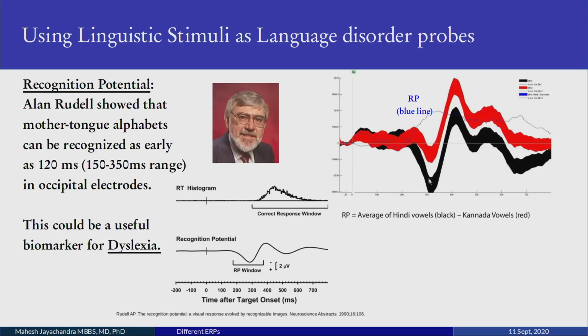So the black trace is the response to Hindi, and the thickness of the trace indicates the standard deviations of the response. Likewise for the Kannada, which is red. And if you subtract both of them, you get the RP, which is the thin blue line. So you can also use it in an Indian context with Indian alphabets, the vowels, the consonants, and the conjuncts, and you would get the RP. Again, this would be useful in an Indian context, because many Indian children learn English late, but they learn their mother tongue first, and we could use their mother tongue to screen if they have dyslexia or not.